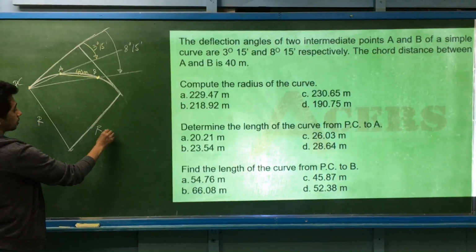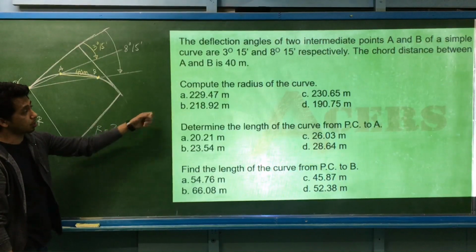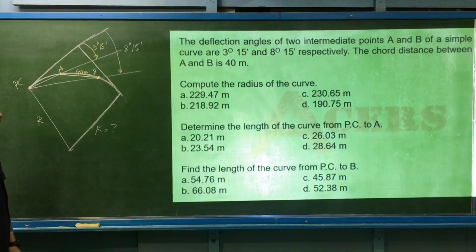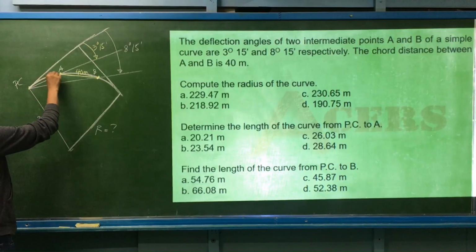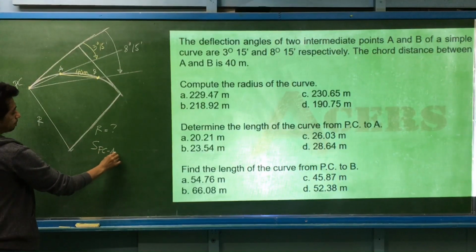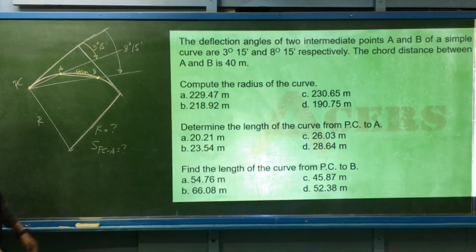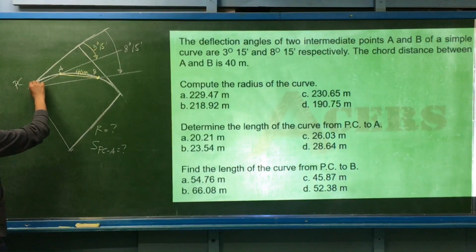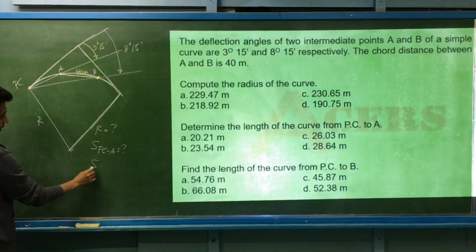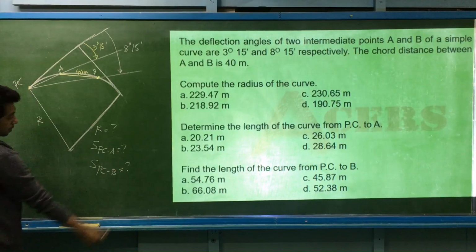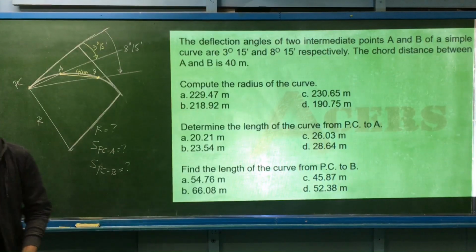So, ano yung mga required dito? Una, determine the radius of the curve. Then next is, determine the length of the curve from PC to point A. So this, let's say, arc length from PC to point A. Then, yung last is, find the length of the curve from PC to point B. Let's say, arc length from PC to point B. So ito yung three requirements. So that's compute.